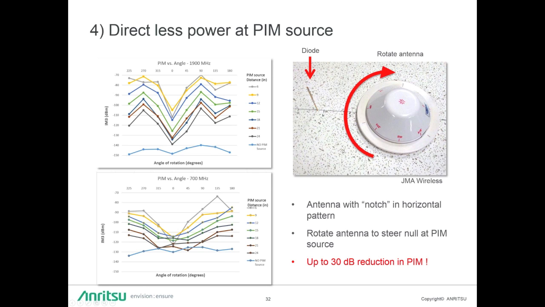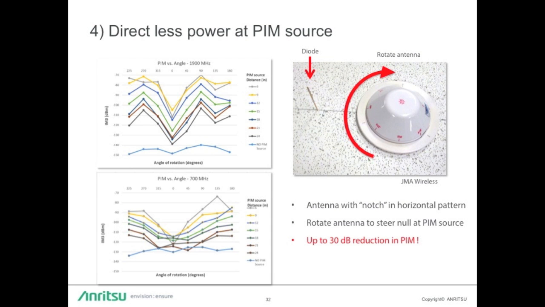the PIM source. And looking at the data here, I measured it at both a high frequency as well as a low frequency. It was very effective. You know, the different lines here are different physical distances of this diode relative to the antenna next to it, and you can see the magnitude as I steer that notch towards the PIM source. I'm getting as much as 30 dB reduction in the PIM. So that could be a very useful tool if you build your system out with Omni antennas. If you have a site that's got a bad location, swap out that antenna and see if by just rotating the antenna you can change your PIM levels.